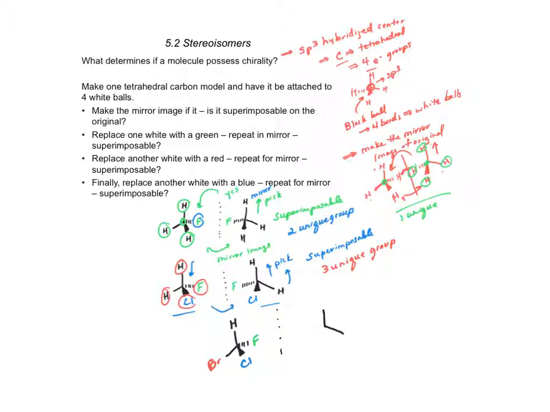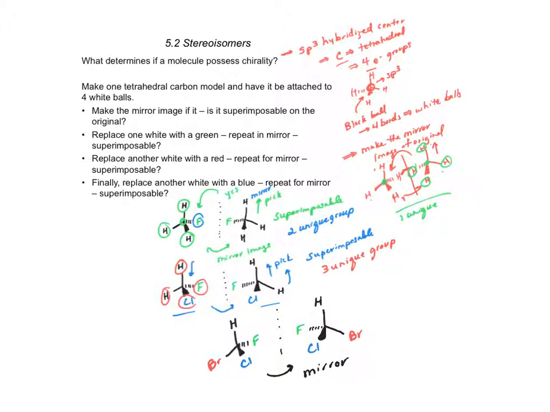We've got hydrogen to that guy, to this guy, and to the back. We've got our fluorine, our chlorine, our bromine, and our hydrogen. Okay, so again, we've got our mirror image of our original molecule.